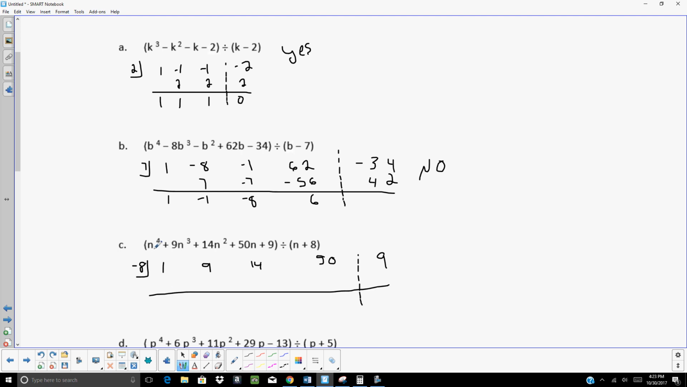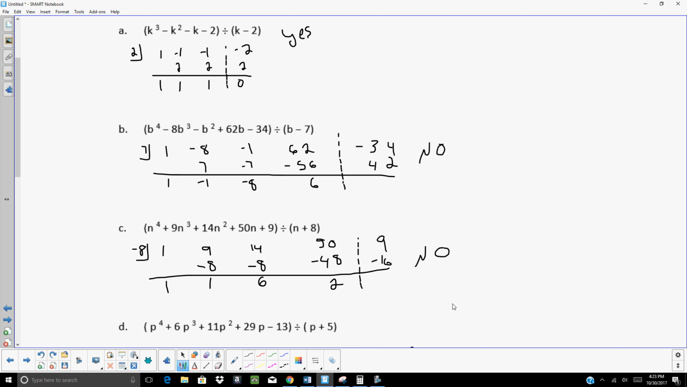Let's do C. Negative 8 goes in the box. My coefficients are 1, 9, 14, 50, and 9. Bring it down. Multiply. Add. Multiply. Add. Multiply. It's looking like it's going to be a no. Add. Multiply. Nope, that won't work either.